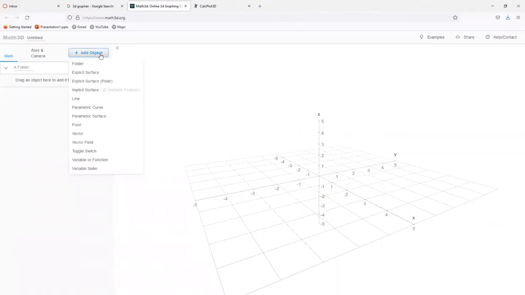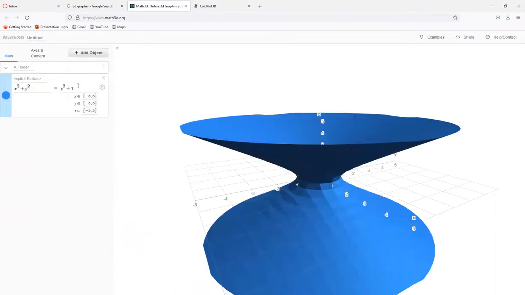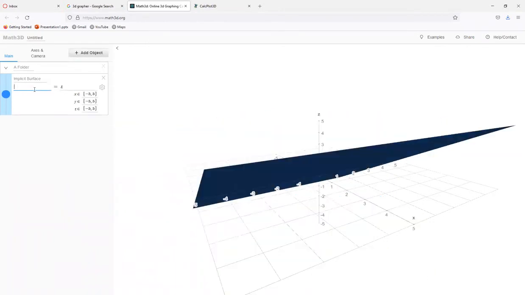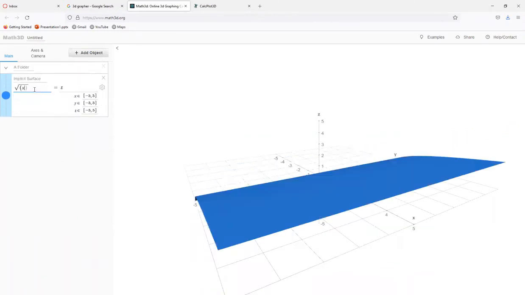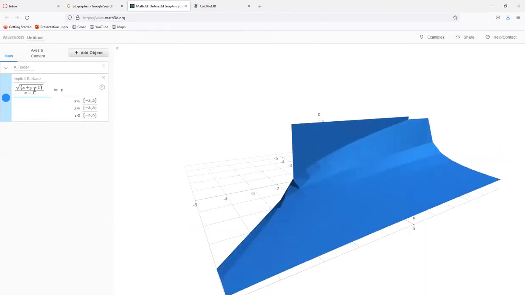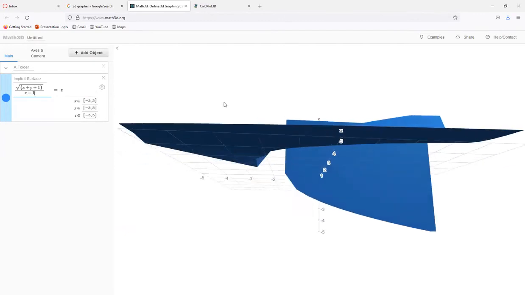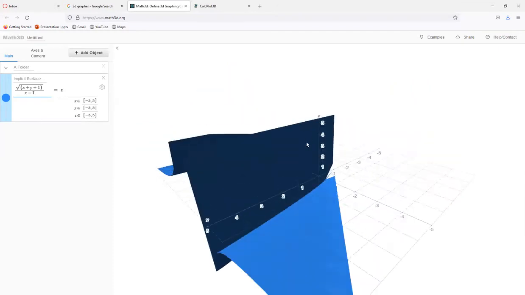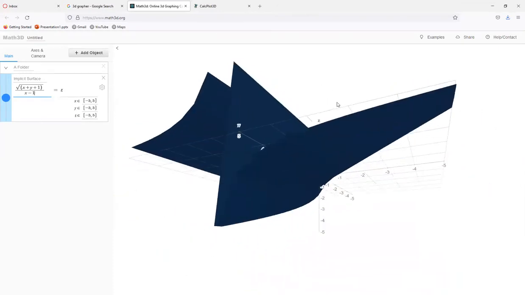Very well. Let's take a look at this function that we have, z is equal to, let's see. Here we have x plus y plus 1, and the whole thing is divided by x minus 1. Very well, this is the 3D visualization of this function in this space.